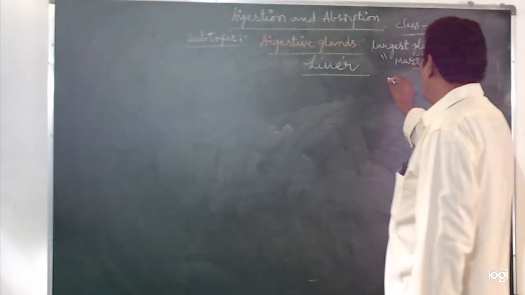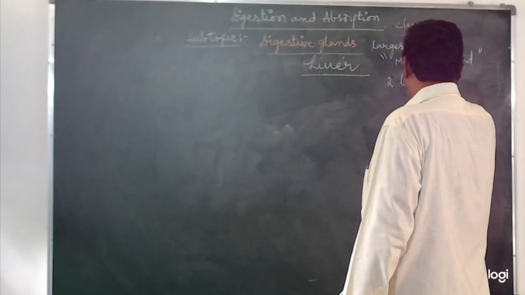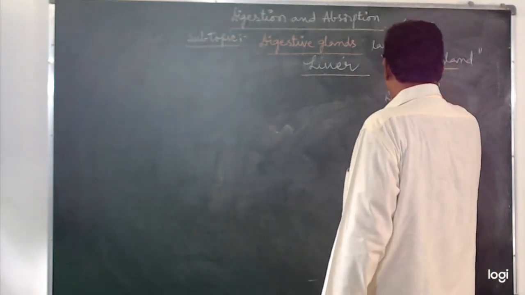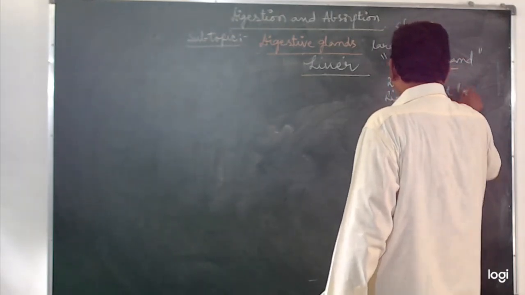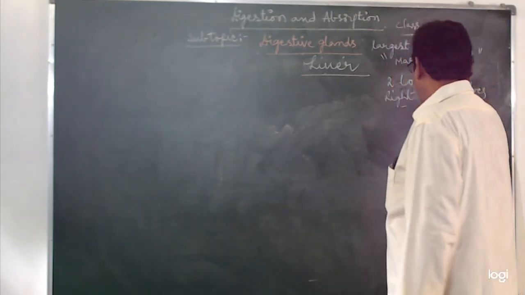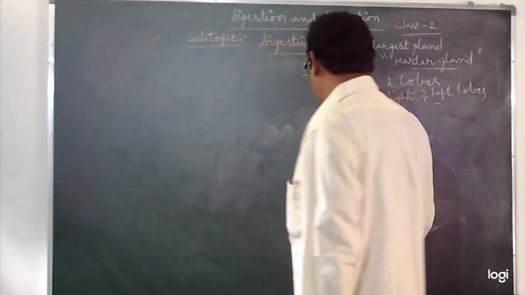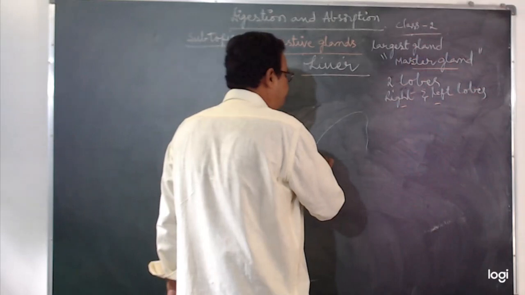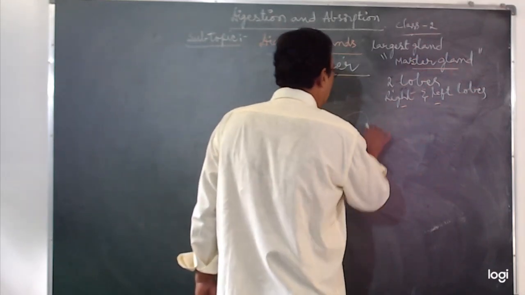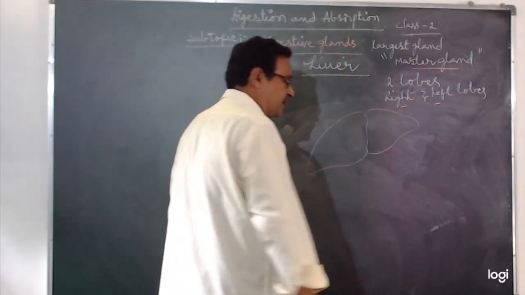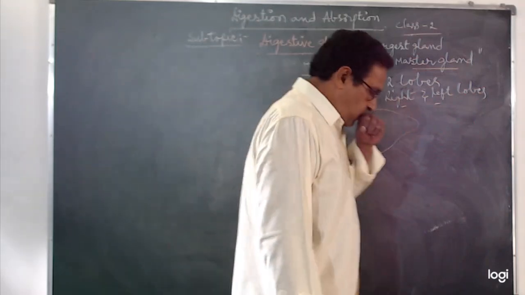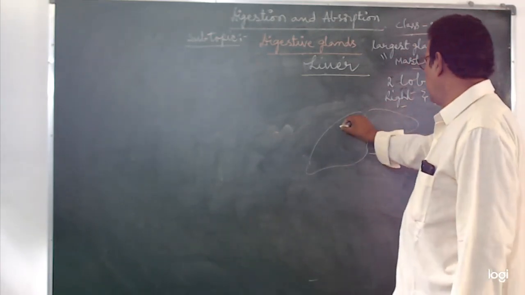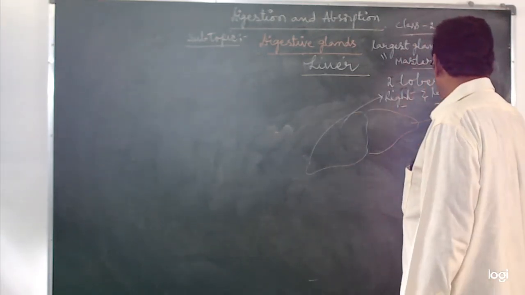It has two lobes, right and left lobes. For example, if you take a picture of the liver, it has two lobes. This is a right lobe and this is a left lobe.